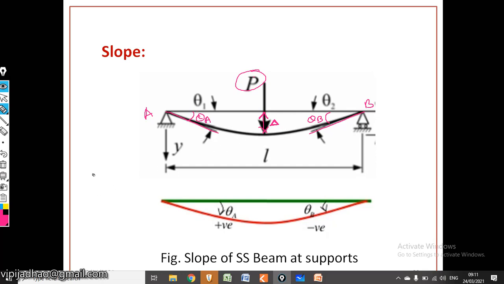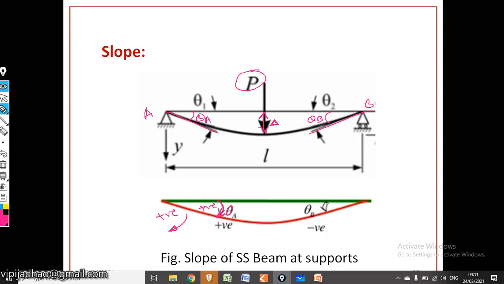Now we have to consider different sign conventions for clockwise and anti-clockwise slope. If the change in position of your beam is in clockwise direction, for example for this theta A, we have the slope in clockwise direction. So the movement of your beam is in clockwise direction here. Therefore, we consider this particular slope as positive. That is, here theta A will be positive.